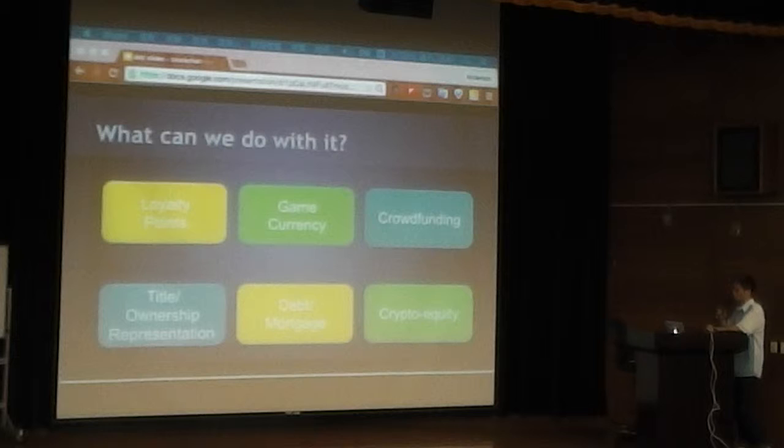Crypto equity. A company might be able to issue a token that represents a share of the company, and then that user can basically trade it on the distributed exchange as well.